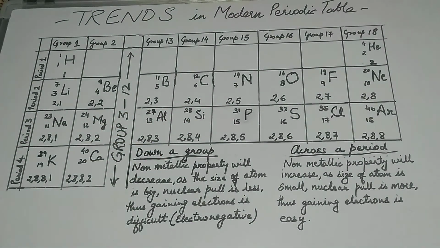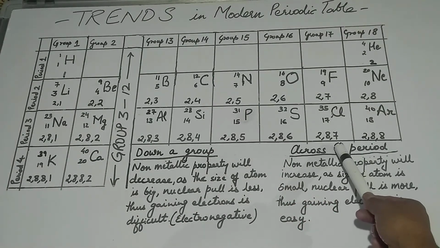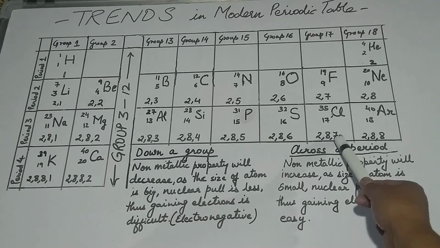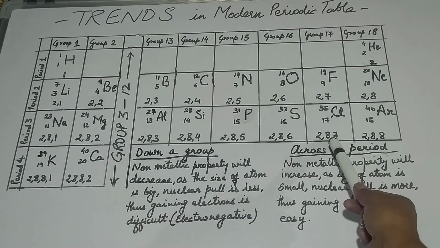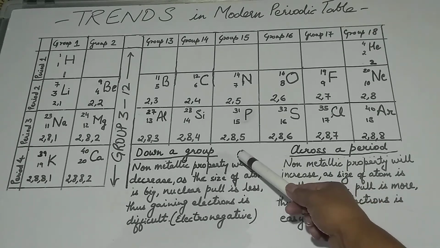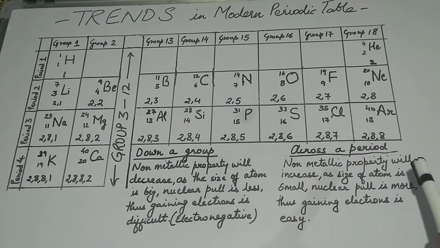While moving across, if we are talking about phosphorus and chlorine, then as we move across, the size of chlorine will be smaller compared to phosphorus. So chlorine can easily gain electrons compared to phosphorus. Across, the property of taking electrons, which is a non-metallic property, is going to increase.